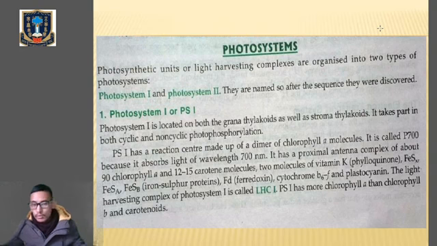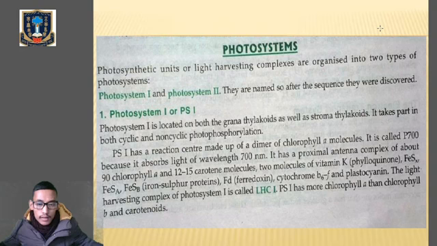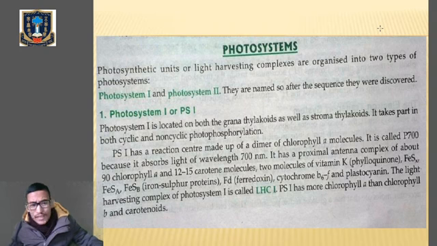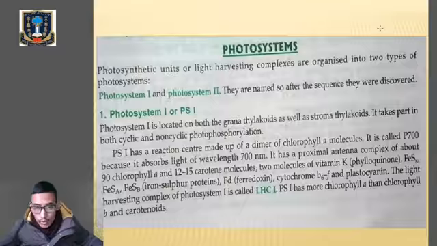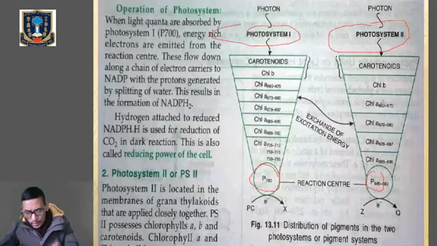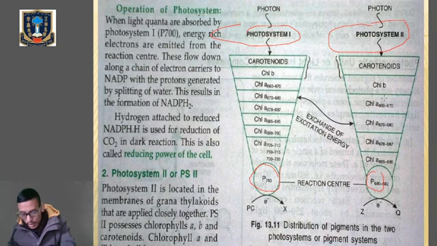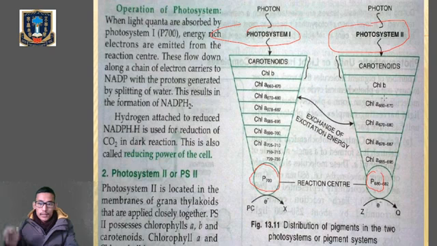Now PS1, or photosystem 1, is located on both grana thylakoids and stroma thylakoids. So PS1 is present on both the stroma and the grana thylakoids, and it takes part in cyclic and non-cyclic photophosphorylation. This we'll discuss in another class. PS1 has a reaction center of a dimer of chlorophyll A molecules, and it's also called P700. You can see in the figure that the reaction center of PS1 is called P700.